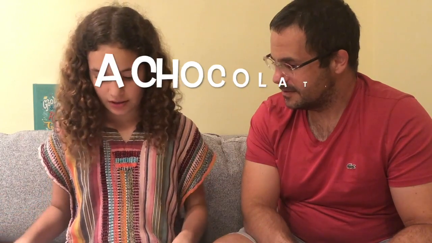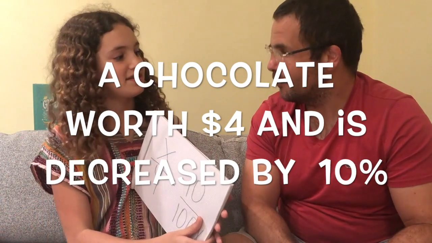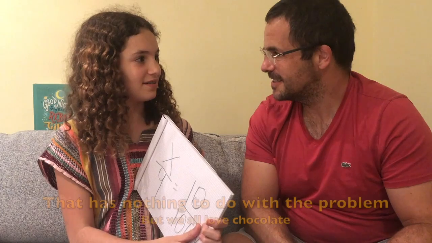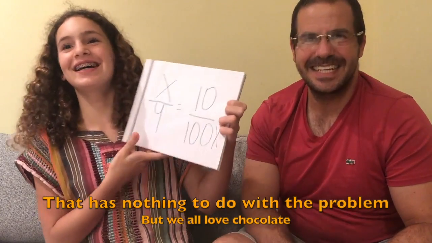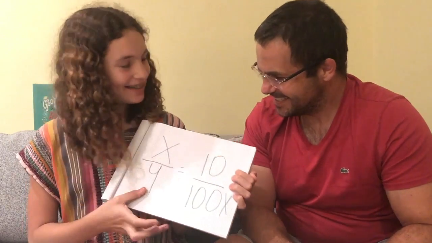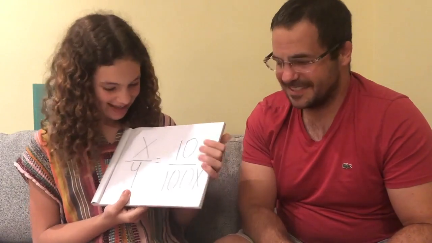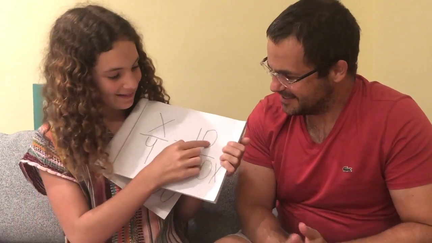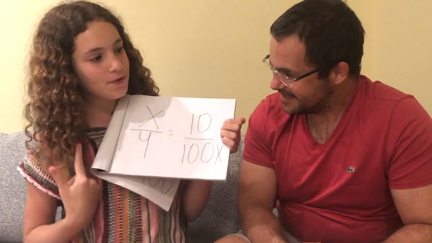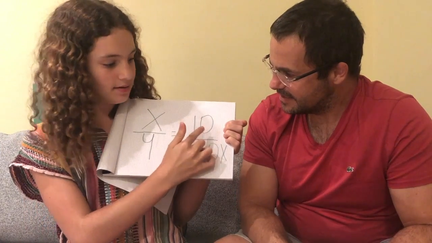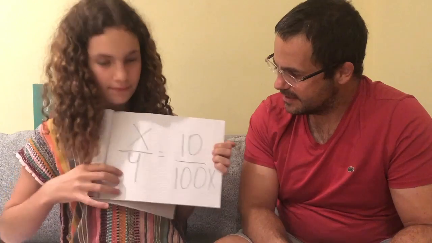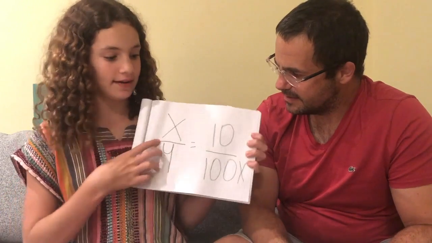Okay, so now we're going to do a different equation. We're going to do a chocolate that is worth $4 and it is decreased by 10%. A 10% discount. Yes. Where do they sell the chocolates? I don't know. Hershey's. So we do the same formula as before. We do x equals 10 because 10%, and then 4 equals 100, 100%.